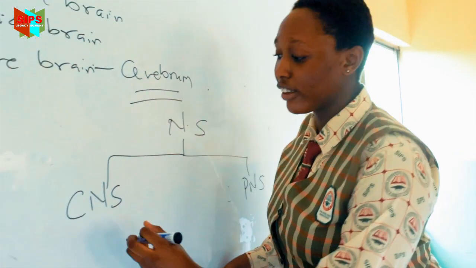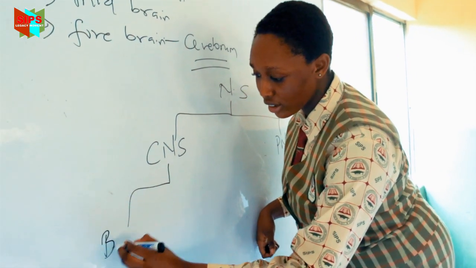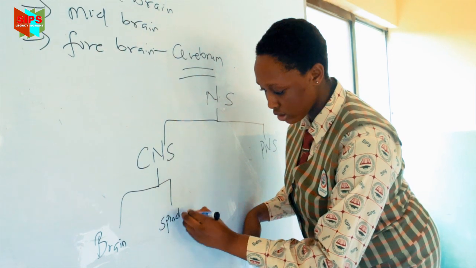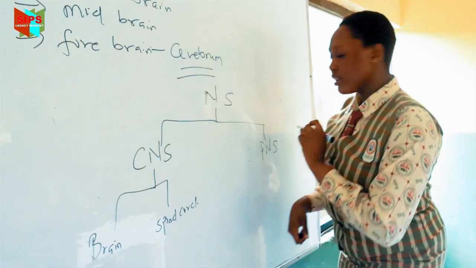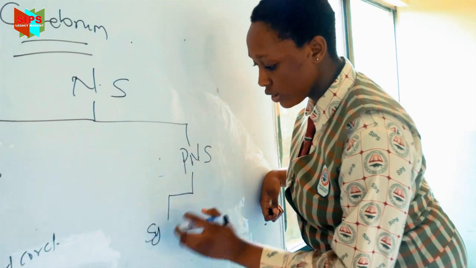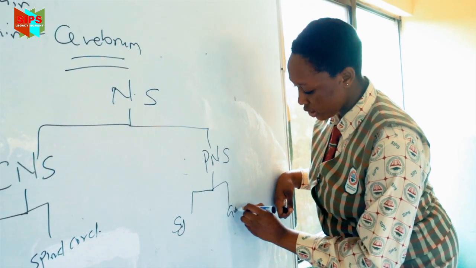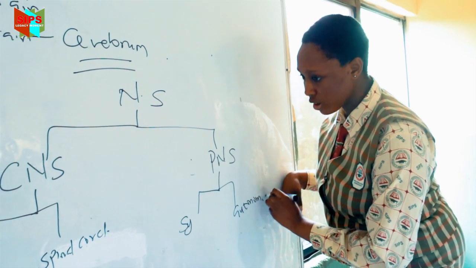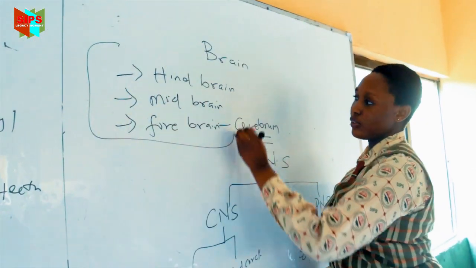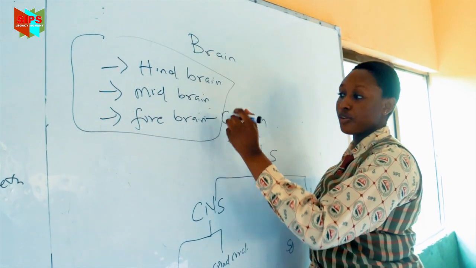The central nervous system gives rise to the brain and to the spinal cord. The peripheral nervous system gives rise to the sympathetic and autonomic. And this brain, like you said, gives rise to what I wrote here, which is the hindbrain, the midbrain, and the forebrain.